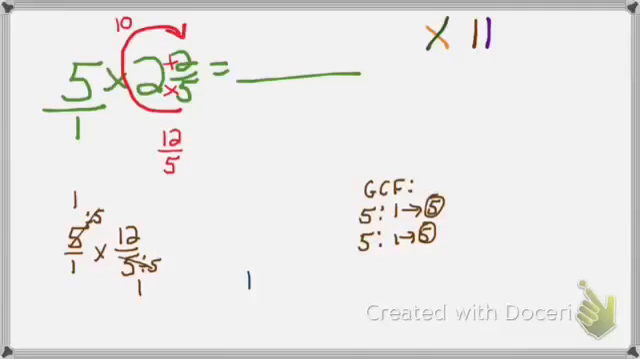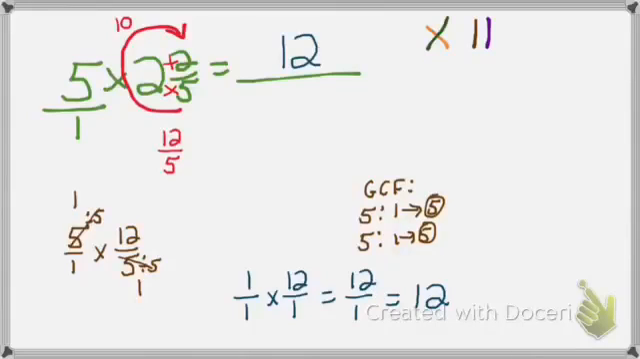Let's rewrite my final new fractions. I have 1 over 1 times 12 over 1. I've fully simplified or cross-canceled, so I'm ready to multiply. Numerator times numerator, 12 times 1 equals 12. Denominator times denominator, 1 times 1 equals 1. Hey, anything over 1 equals itself. So 12 over 1 equals 12.